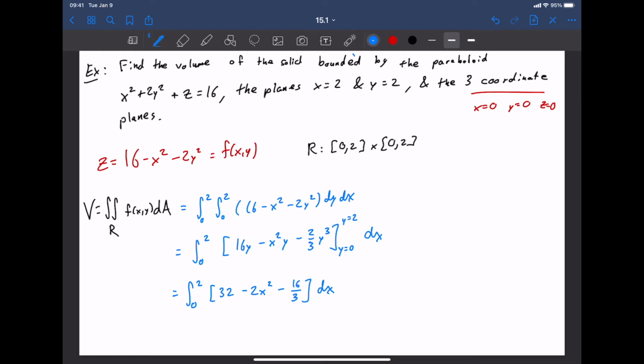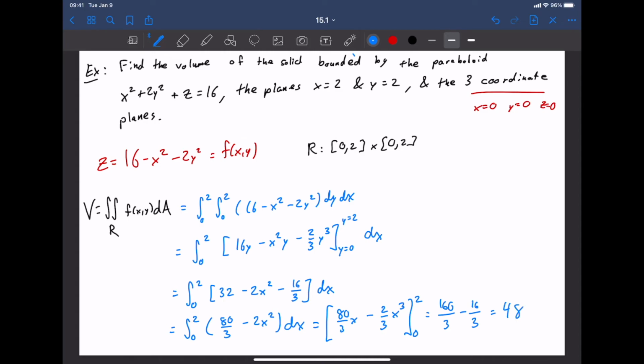Not the prettiest function. If I simplify that a bit, I will get 80 thirds minus 2x squared. Integrating this back in 1D land, 80 thirds x minus 2 thirds x cubed. Carefully plugging in the 0, carefully plugging in the 2. 160 thirds minus 16 thirds. And I think if you simplify all that, we're going to get 48.